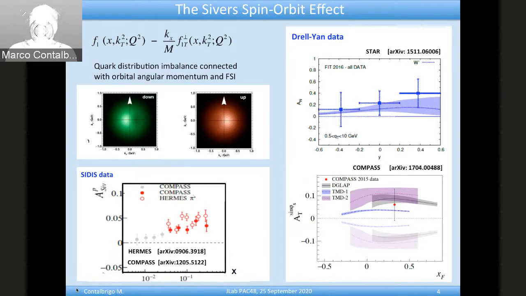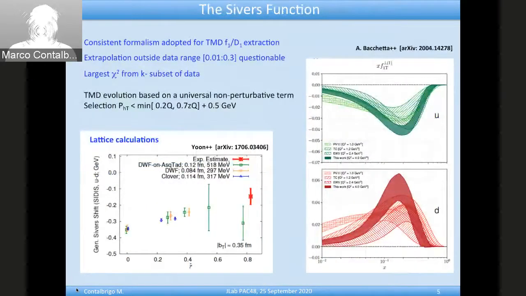Lately, the interest moved to other reactions like Drell-Yan and vector meson production in hadronic colliders, in order to prove the anticipated sign change of this effect moving from SIDIS to Drell-Yan. So I'll show here one of the latest extractions. On the right, you see the comparison with others that are available on the market. You see that there is quite a broad range of possibilities for this function.